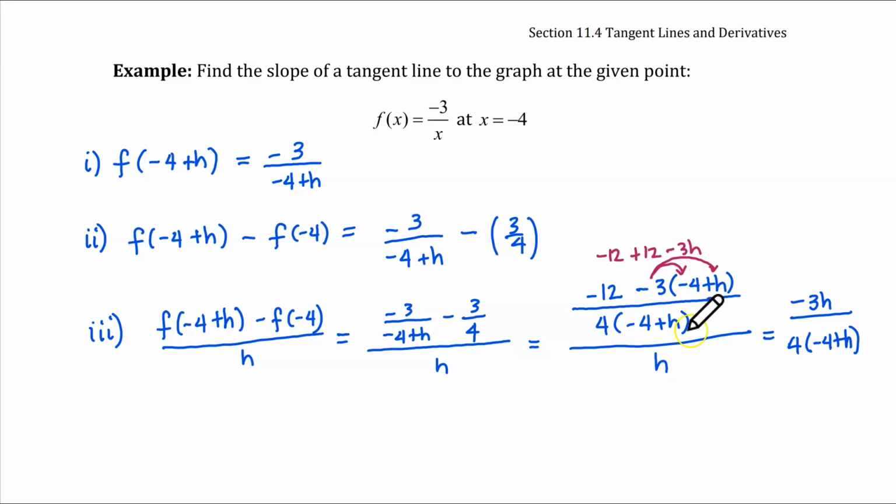Now recall, when you're dividing fractions, you can get the reciprocal of the denominator and just proceed to multiplication. So in other words, instead of dividing this by h, we will just multiply the numerator by the reciprocal of the denominator, which is 1 over h. So we then have this expression here, and by looking at this, we see that h can be cancelled. So therefore, this is just equal to -3 over 4 times -4 plus h.